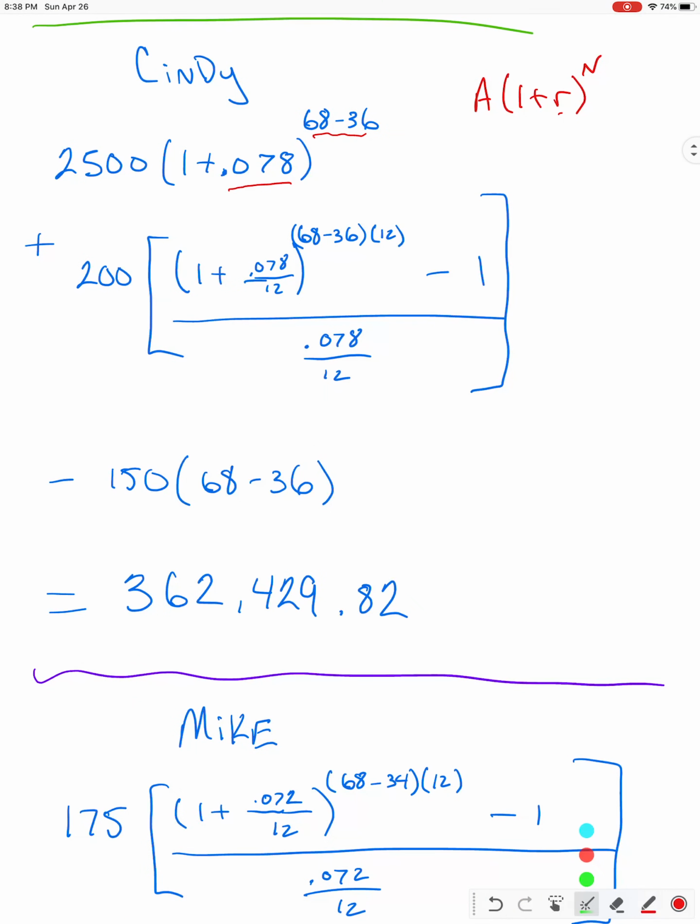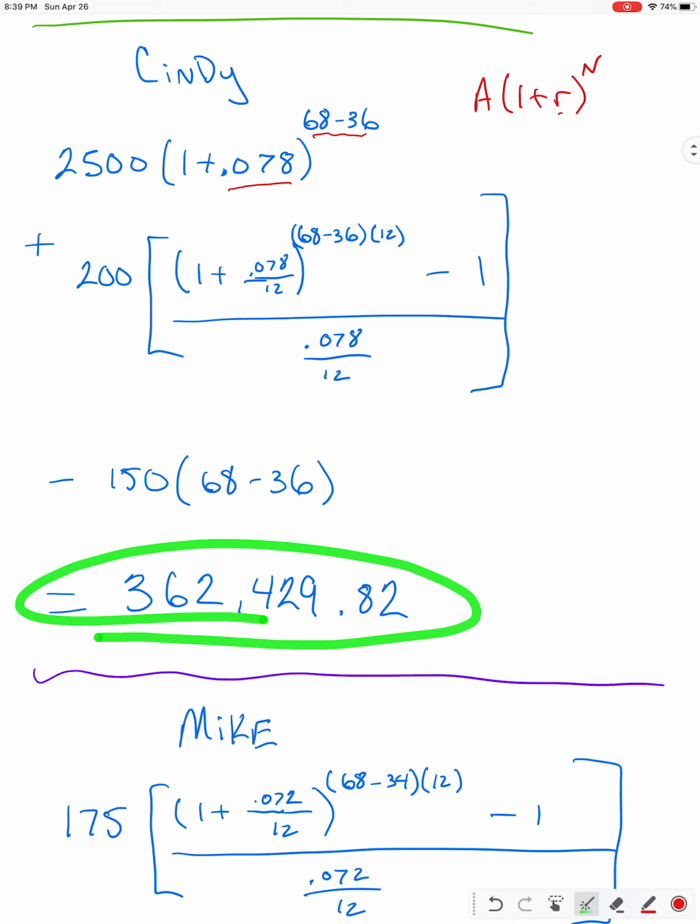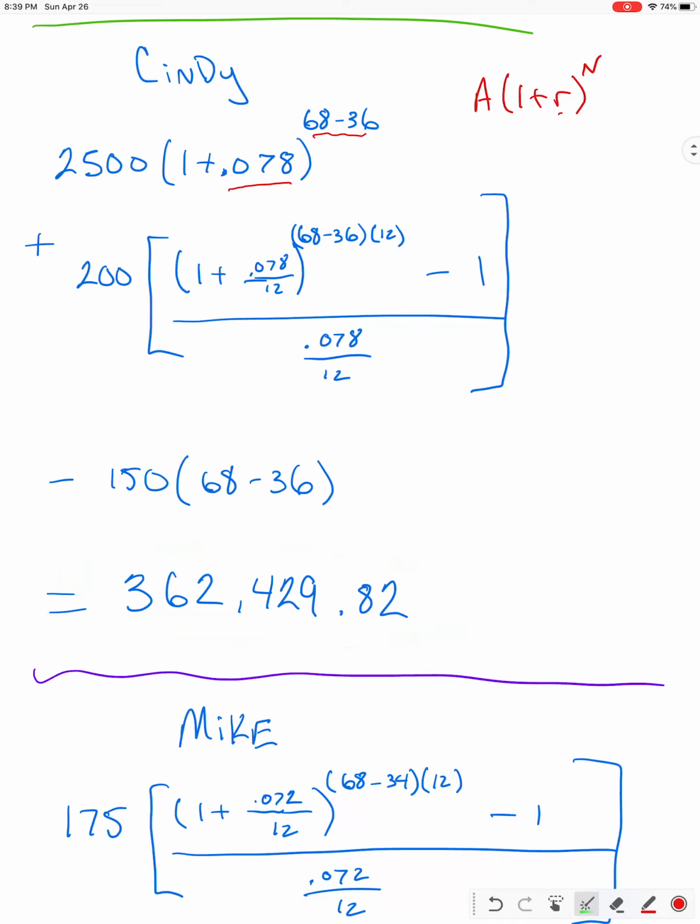And then in her case, she also has to pay this fee, where she is paying $150 annual fee for the use of this fund. So that's $150 times 68 minus 36 for those years. And I typed that all in my calculator, and she's going to have $362,429.82 in that account when she retires at 68.